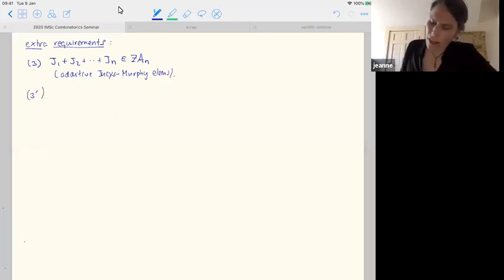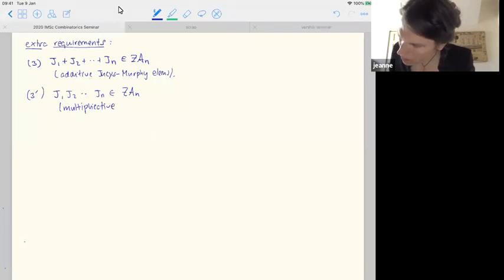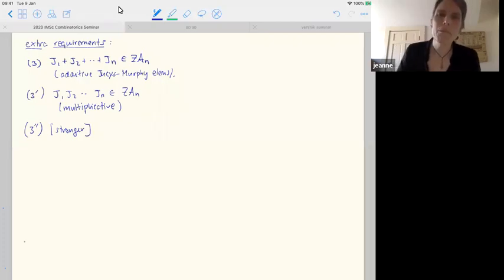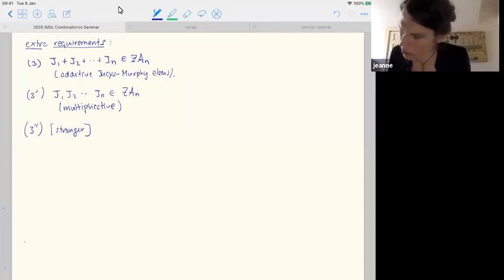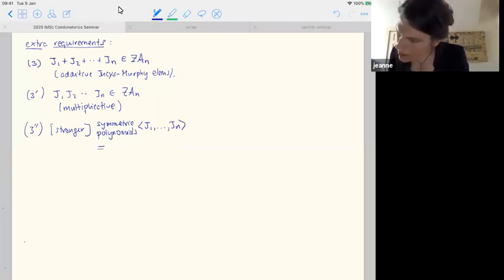Alternatively, let me call it three prime, we could ask that the product is central. This would be a multiplicative version. But then we could add, maybe I can call this three double prime, something altogether stronger: not only the sum and the product are central, but any symmetric polynomial in these J's is central. So the symmetric polynomials in J1 through Jn coincide with the entire center of An.